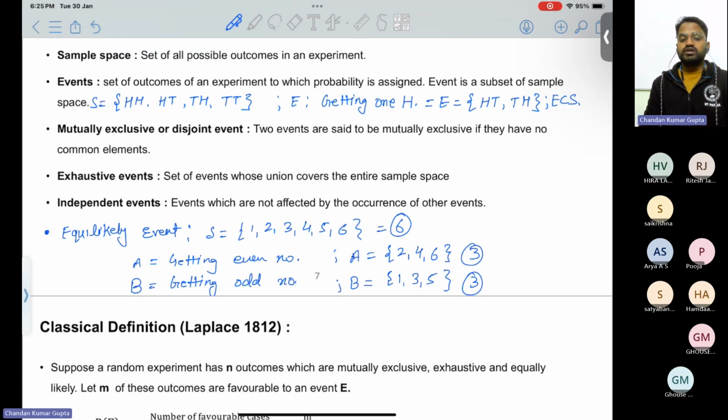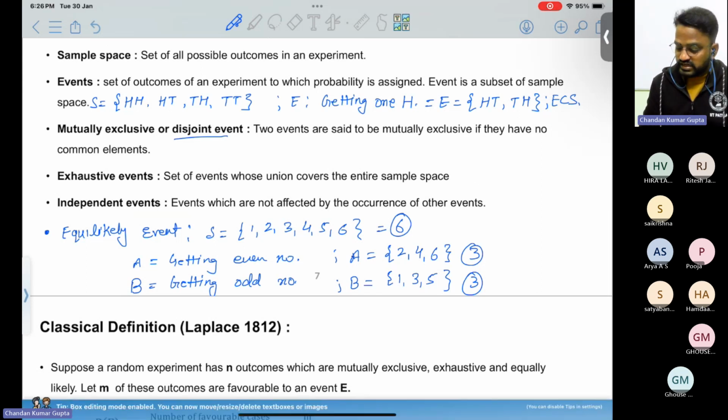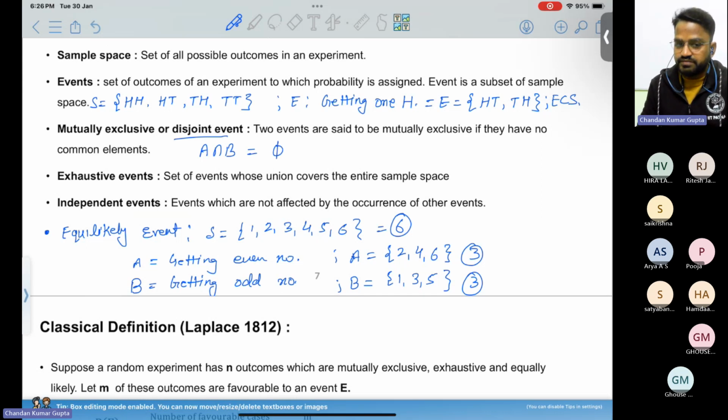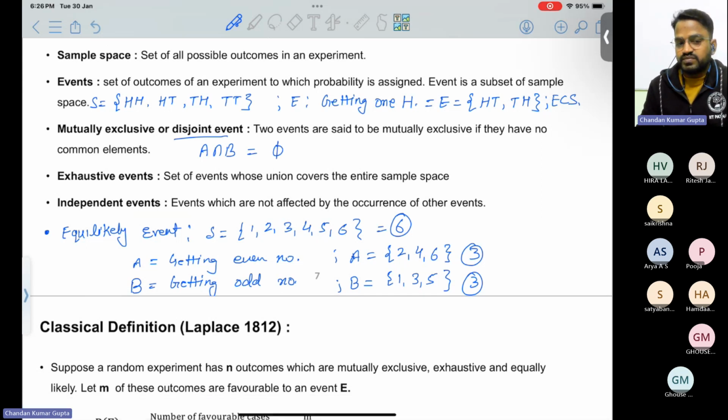Mutually exclusive events are also known as disjoint events. Disjoint means there is nothing common between A and B. Like here, for the same example, if A is even and B is odd, A intersection B is equal to phi, because there is nothing common between A and B. So the events A and B are disjoint, or we also call it mutually exclusive.